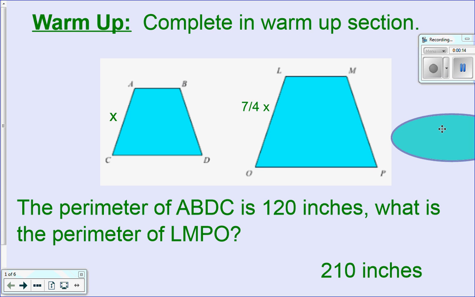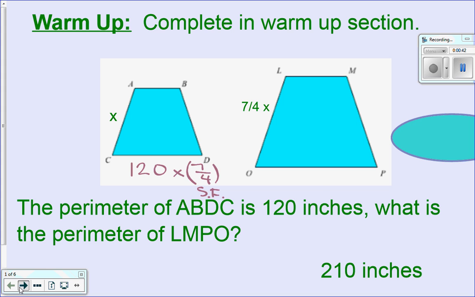Okay, how can we get 210 inches? 120 times what? 7 fourths. Why times 7 fourths? What does 7 fourths represent? This is the scale factor. Okay? And then it gives you exactly 210 inches. Are we good?